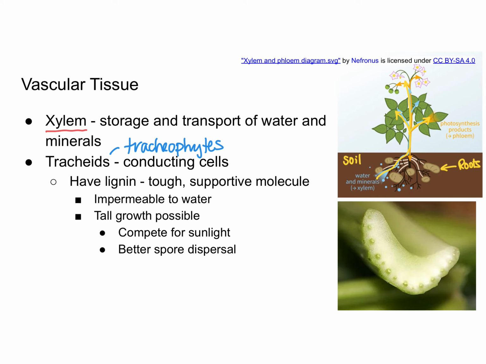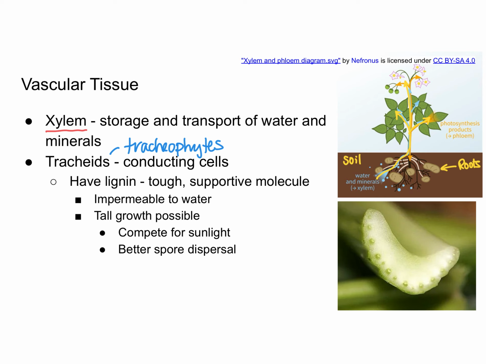The tough nature of lignin also helps the plant to grow taller, so it almost acts as kind of like a skeleton for the plant. And this allows the plant to better compete for sunlight so it can grow taller than other plants. It also helps with spore dispersal because a taller plant can release its spores, and those spores can travel over a longer distance before gravity pulls them to the ground.